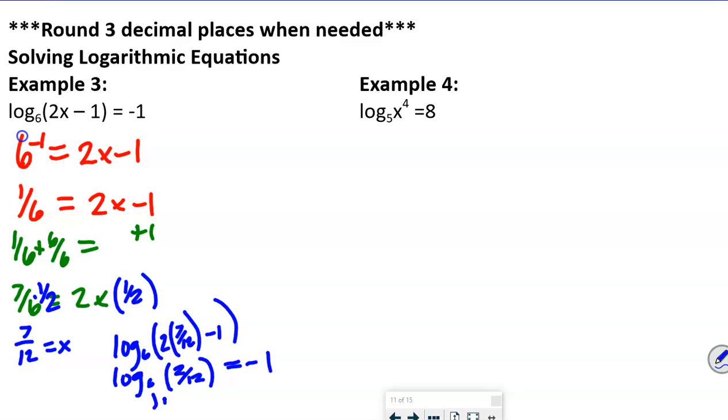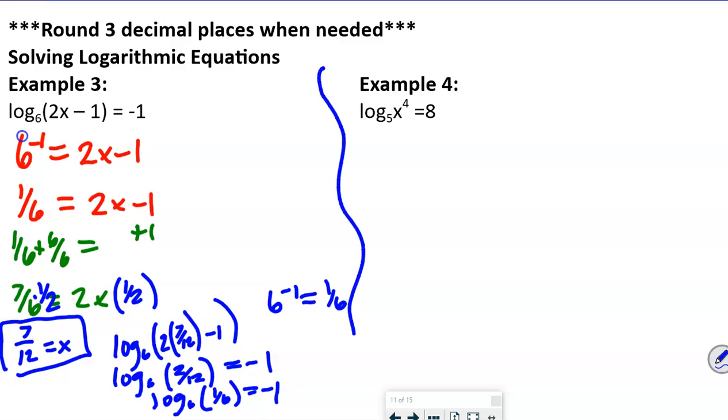So this is really going to be log base 6 of 1/6 equals negative 1, right? And that's true, because why? 6 to the negative 1 equals what? 1/6. Y'all see that? So this is the correct answer right there. We checked it.